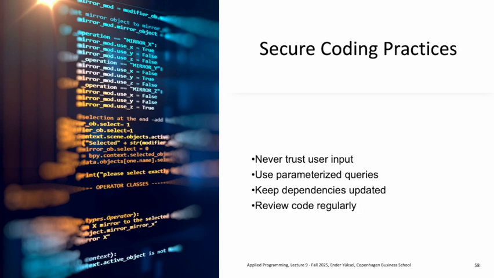Fourth, review your code regularly. This includes manual code reviews with your team and automated static analysis tools. Look for hard-coded secrets, unused endpoints, or overly permissive access controls. Even simple mistakes like forgetting to check user roles can lead to serious vulnerabilities. Secure coding is like good hygiene. It's not flashy, but it prevents problems before they happen. By building these habits early, you'll write code that's not only functional, but also resilient and trustworthy.